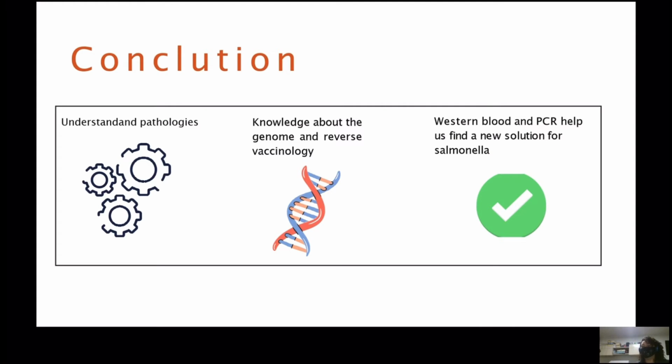Bueno, en este caso es importante resaltar, valga la redundancia, la importancia de pruebas como el Western blot y la PCR, que son pruebas muy moleculares que nos permiten conocer más acerca del genoma y obviamente desarrollar la vacuna al permitirnos ahondar más en la base de la patología.